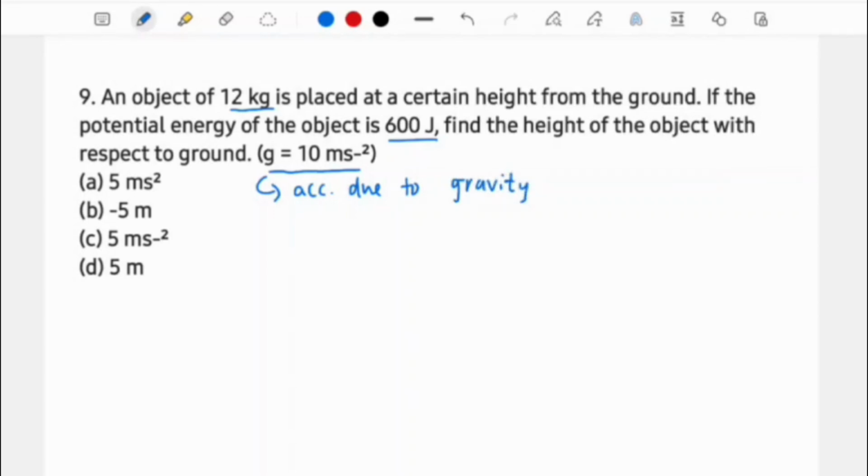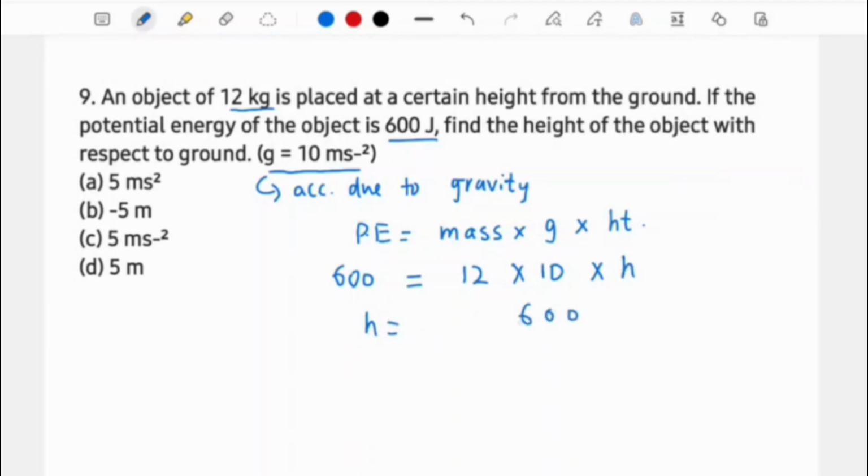Okay, we know potential energy is equal to the product of mass, acceleration due to gravity, and height. We have to find the height. Potential energy is given as 600. This is equal to mass, which is given as 12 kg, into 10 into height h.